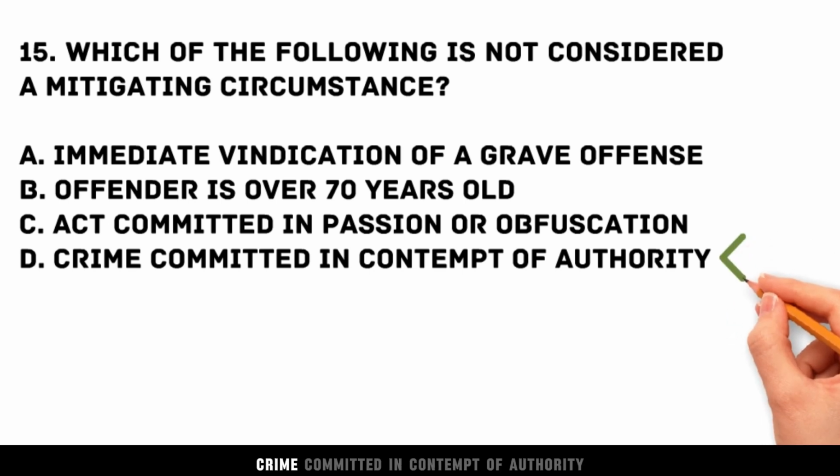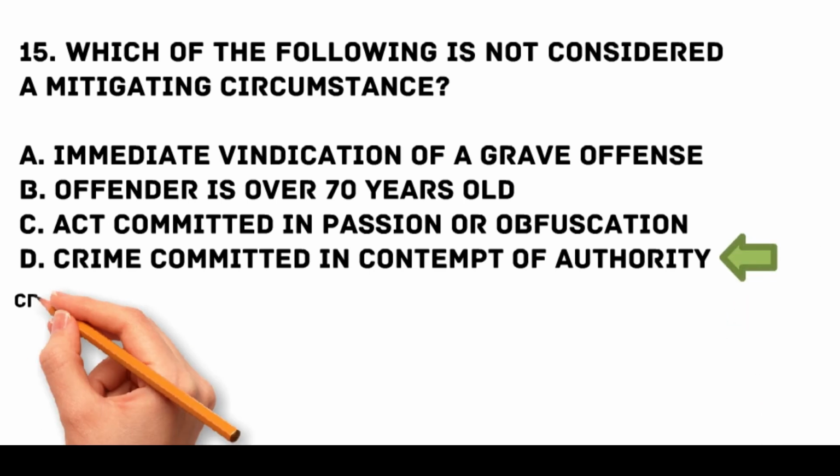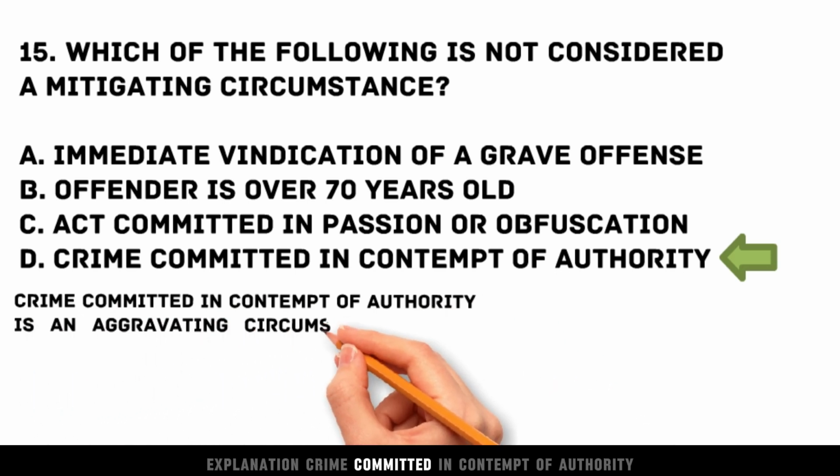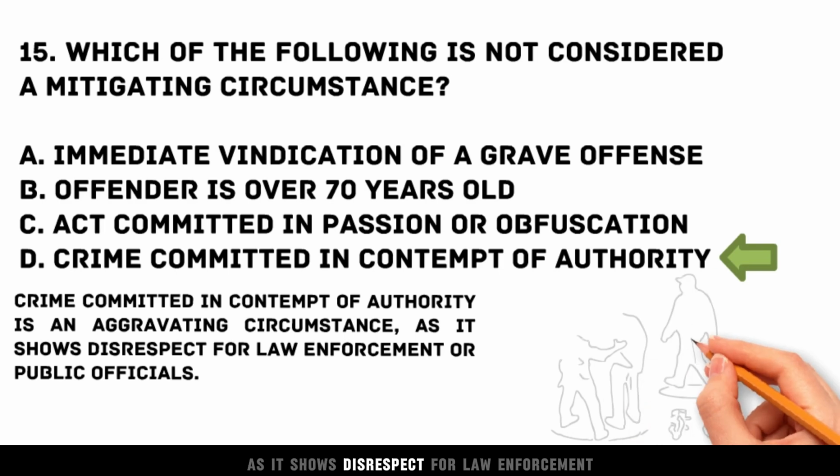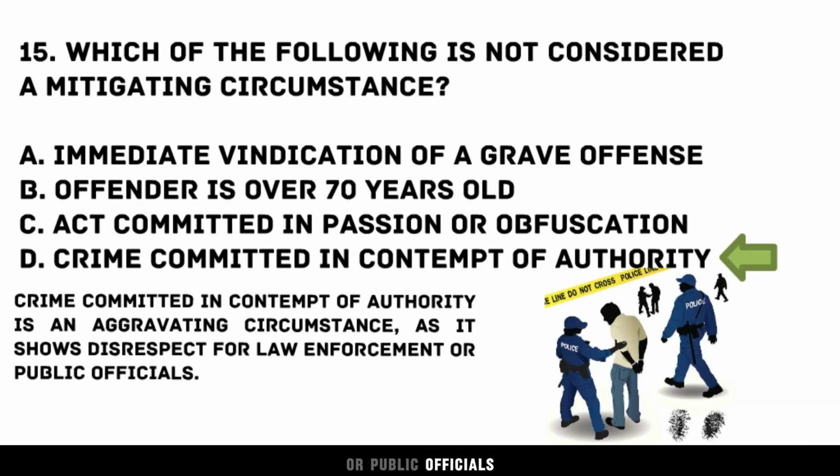Answer: D. Crime committed in contempt of authority. Explanation: crime committed in contempt of authority is an aggravating circumstance, as it shows disrespect for law enforcement or public officials.